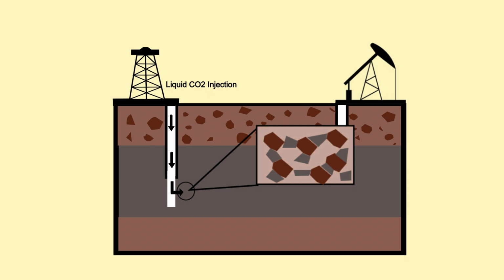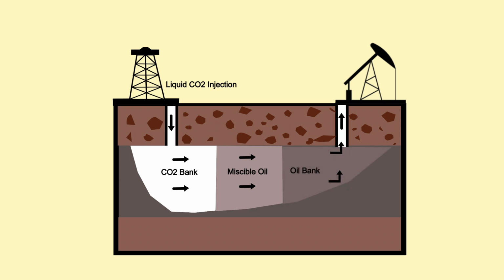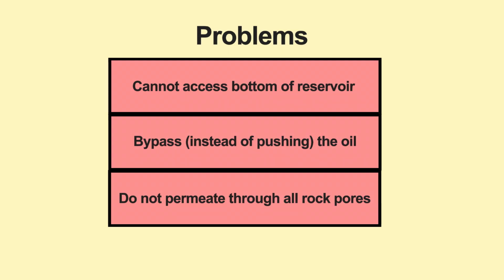When CO2 mixes with the oil, the oil swells, which reduces its viscosity. Lowered viscosity enables the oil to flow more easily through the interconnected pore spaces towards the production well. As a result, the conventional CO2 EOR can yield a 10 to 30% increase in the oil production. However, CO2 EOR is not perfect.